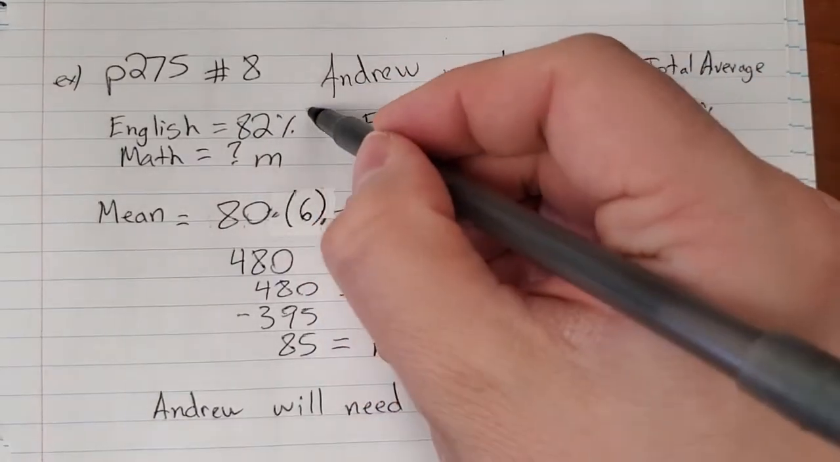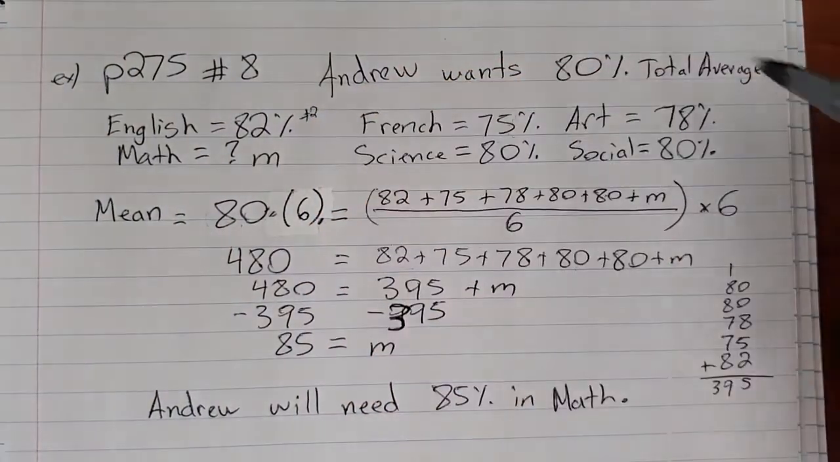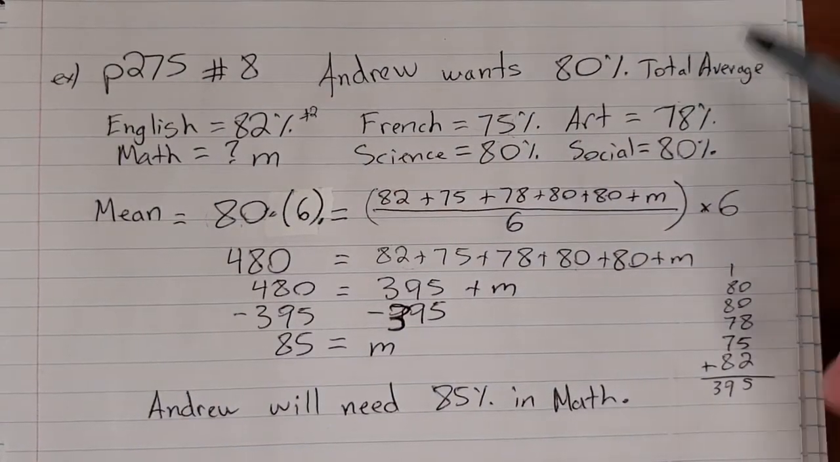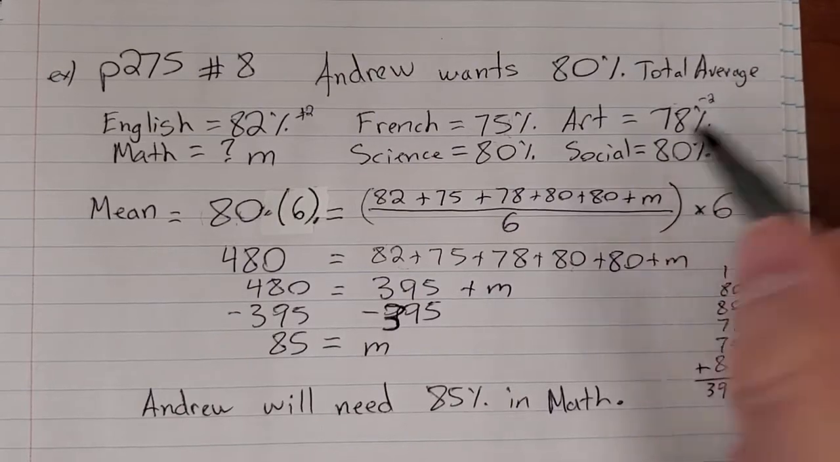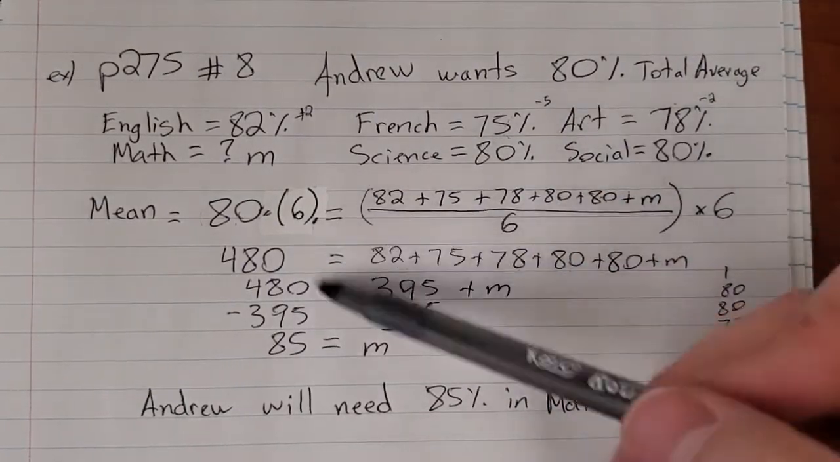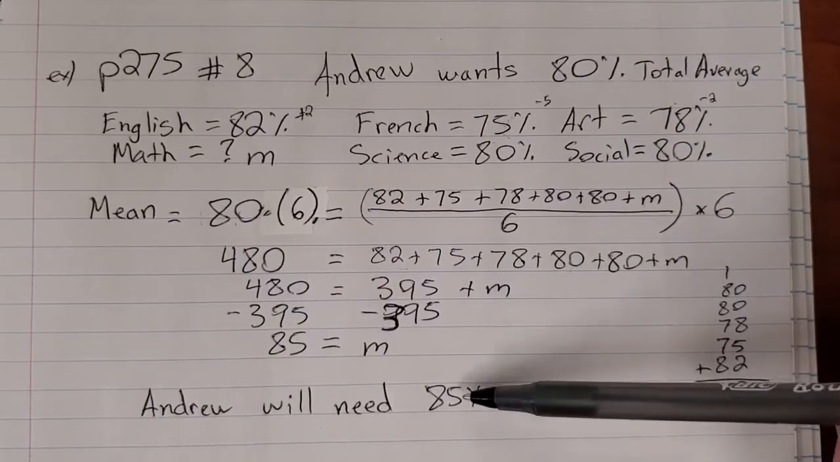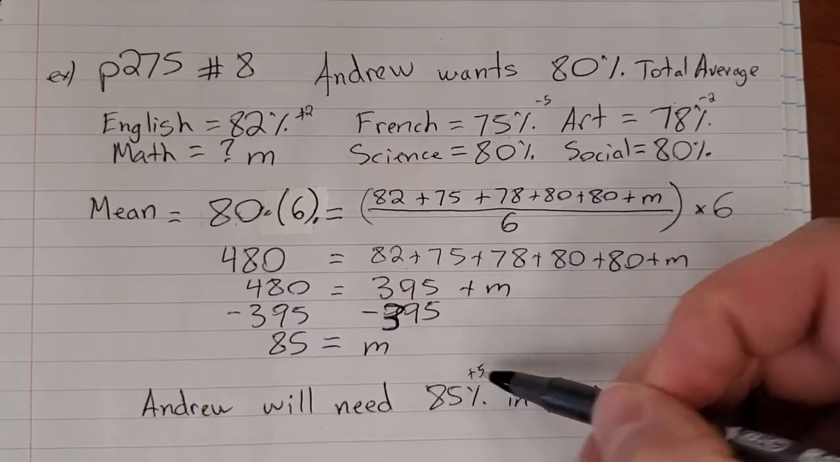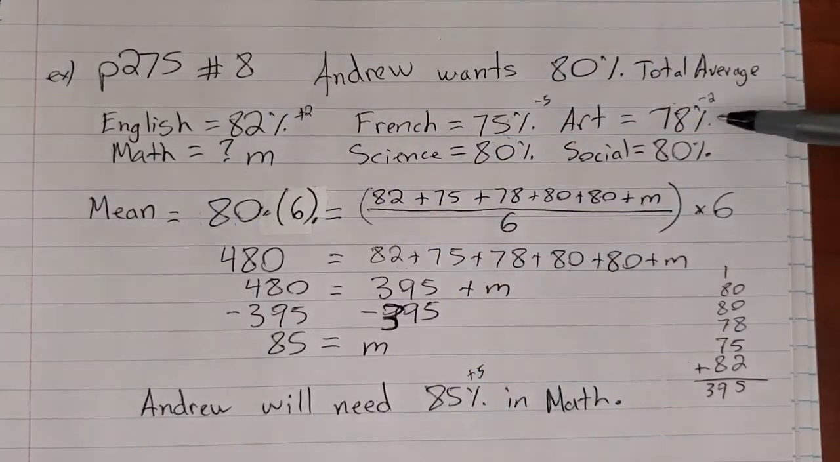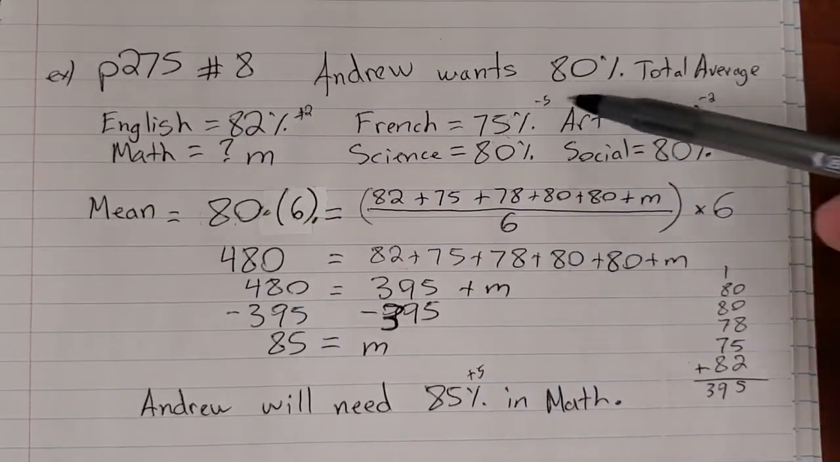So there's 2 positive marks there, right? Here, how many below 80 marks do we have? 78 is 2 less than 80. 75 is 5 less. Now notice something. This mark that we determined that he needs to get in math is 5 more, right? We have 5 more, 2 more, that's 7 more. We had 2 less and 5 less, that's 7 less.